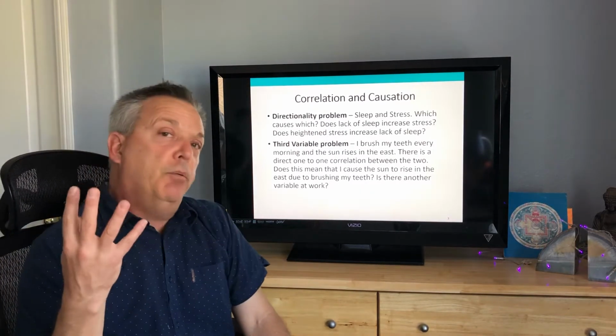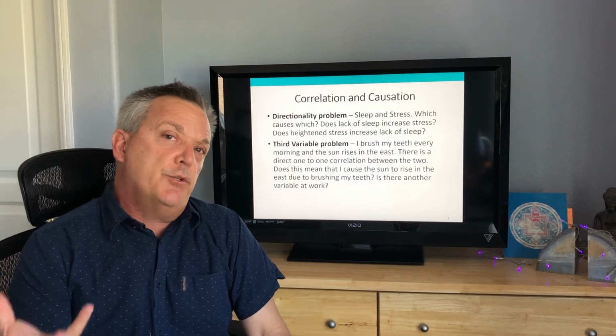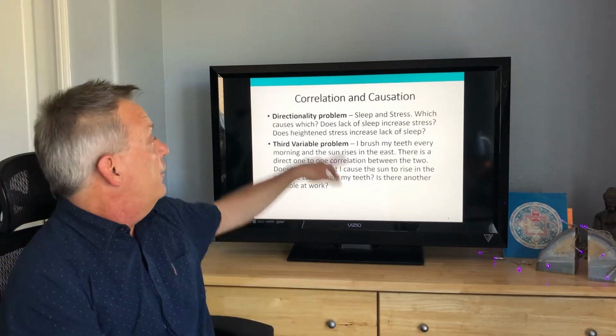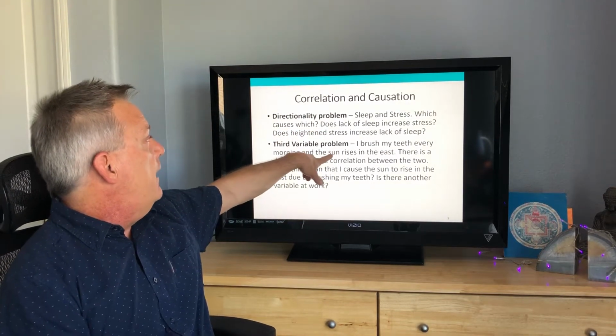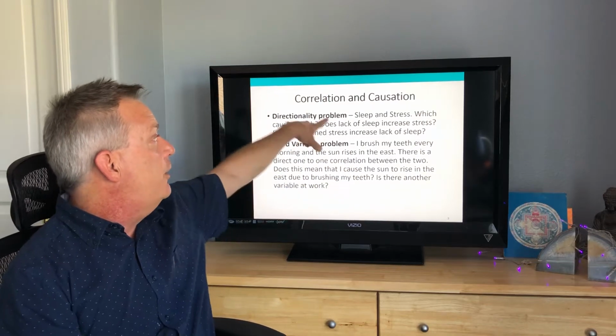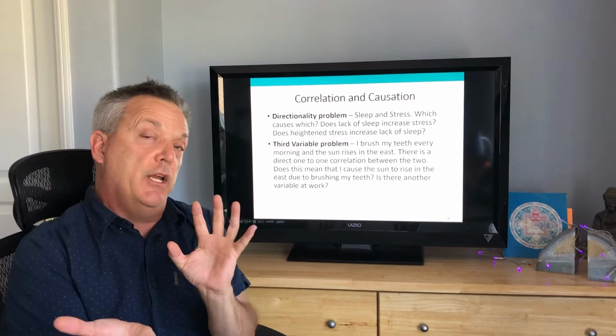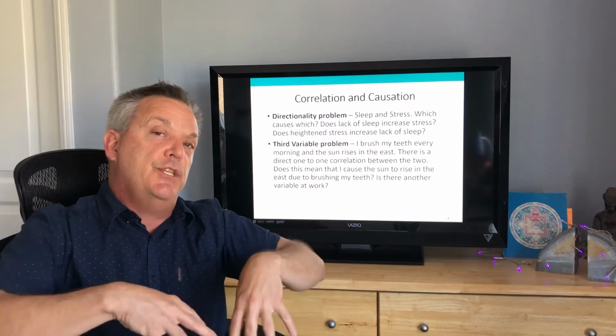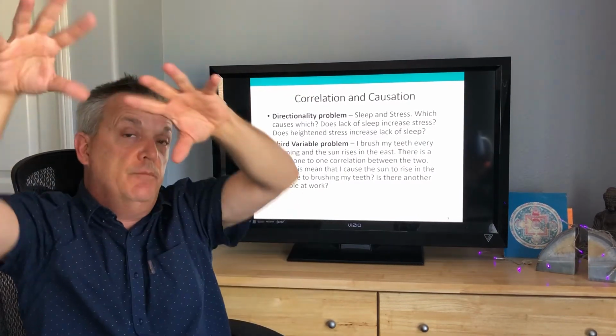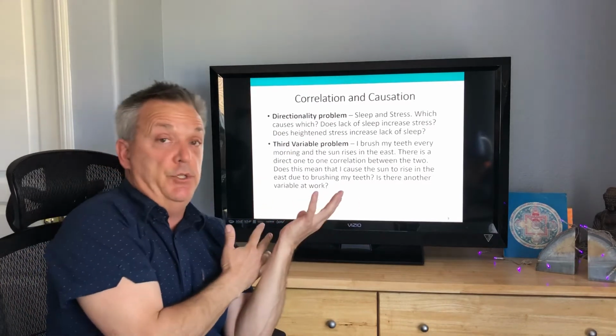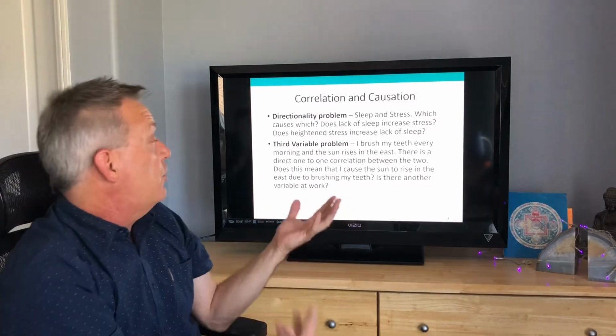There are really two big problems with correlation as it relates to causation, and they are the directionality problem and the third variable problem. The directionality problem really talks about which causes which, and in a correlational study you're just seeing which one co-varies with the other. You're not able to figure out these questions the way you can using an experiment.